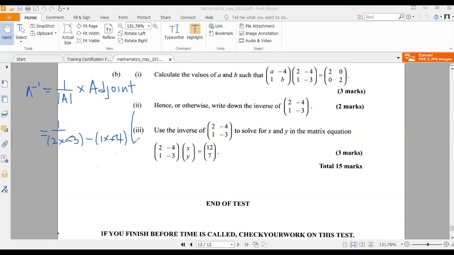What do we do to get the adjoint? Talk to me, guys. Switch the diagonal, the first one, right? The first top one with the bottom. Okay, we switch the leading diagonal. So we put here -3 and we put here what? 2. Right? So we switch this diagonal.